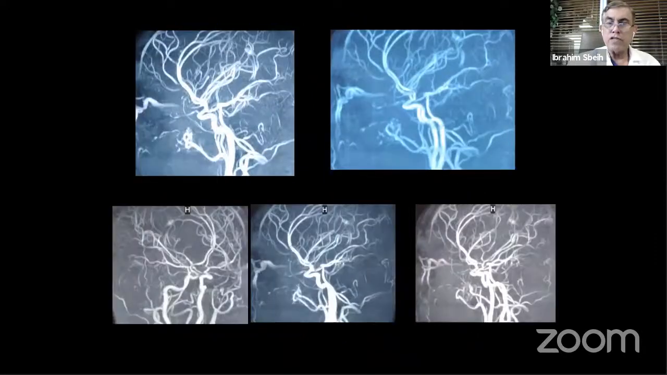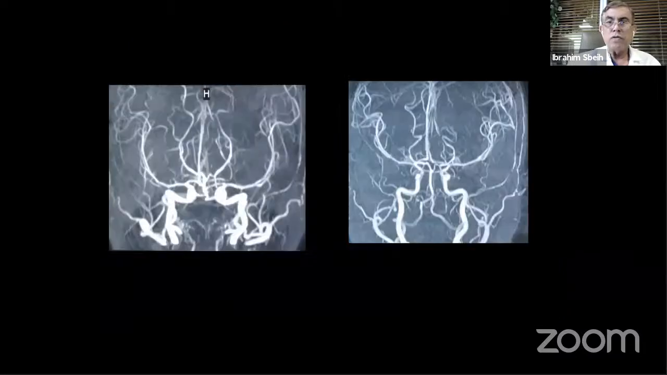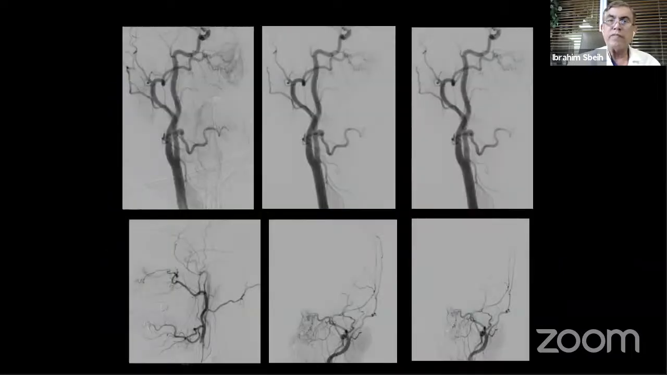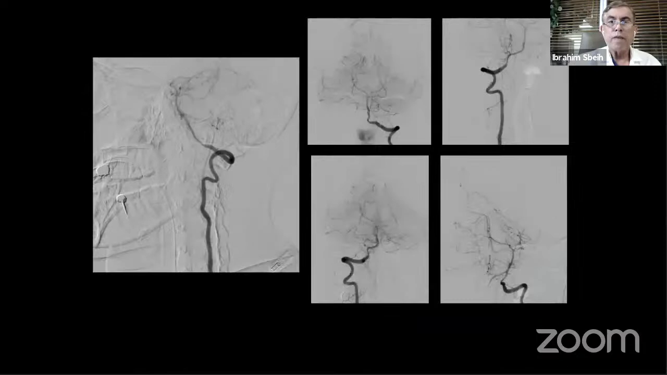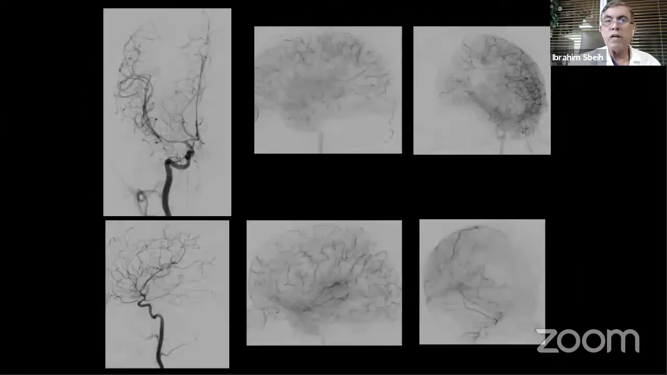MRA and MRV did not show any underlying vascular pathology, but to me, this is not enough. This is a young lady, I need to know. So we proceeded with 6-vessel angiography: 2 external carotids, 2 internal carotids, 2 vertebral arteries, to see the cause of her hemorrhage. We could not see anything on the conventional angiogram.